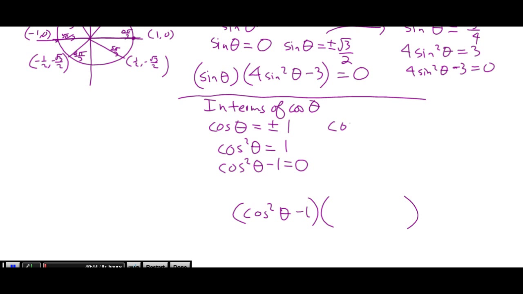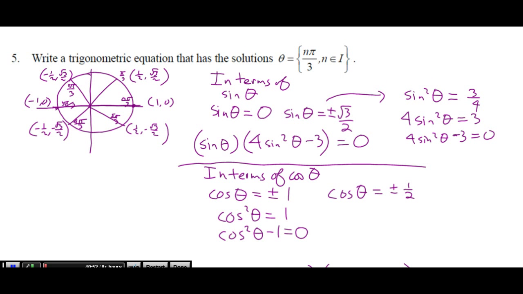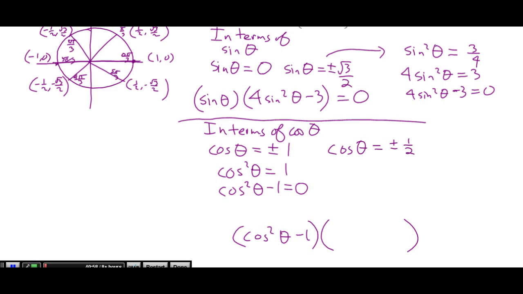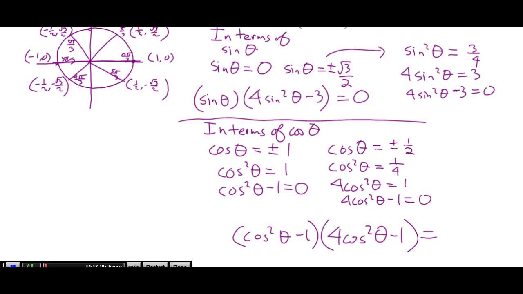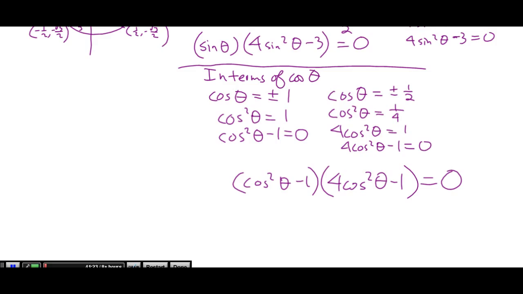And then what else do we have? Cos theta is equal to plus or minus 1/2. Right? It's the x value. So half, negative a half. Same deal, right? We're going to square this. Get cos squared theta is equal to 1/4. So 4 cos squared theta is equal to 1, and 4 cos squared theta minus 1 is equal to 0. So the other factor is 4 cos squared theta minus 1, and the product of those two factors is 0. Okay. And then all you do is you work your way backwards.